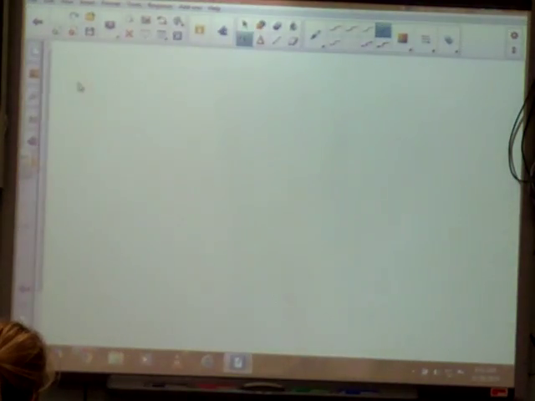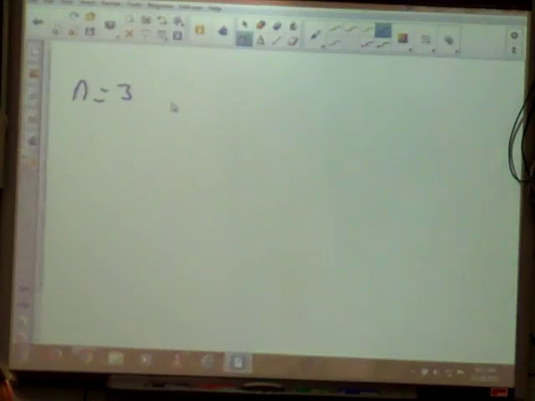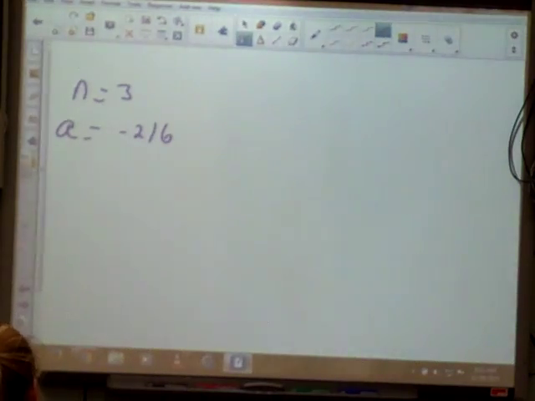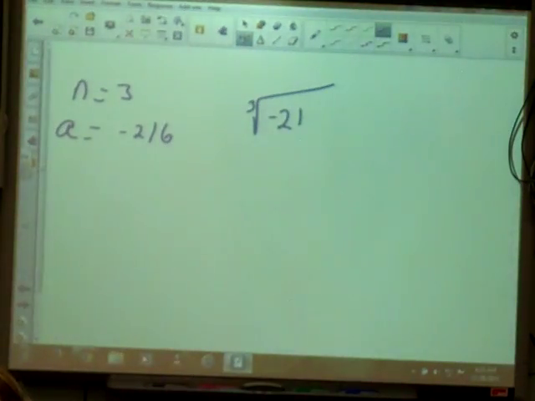If I said n is 3 and a is negative 216. Okay, directions for this read, find the nth roots of a. This is simple, it's just written funny to try to confuse you. Find the nth roots of a. Well, what's my n? 3. So that means I'm finding the cube root of negative 216, because it's always going to be the nth root of a.